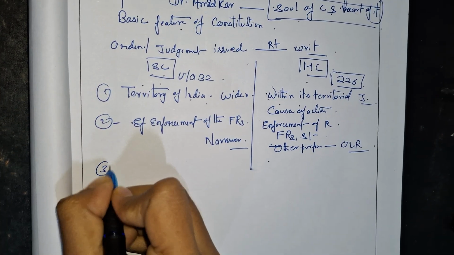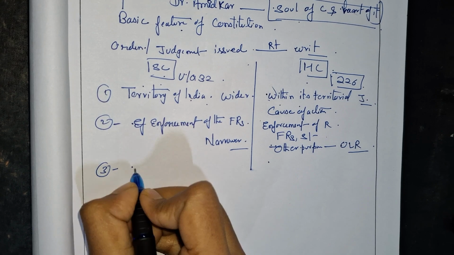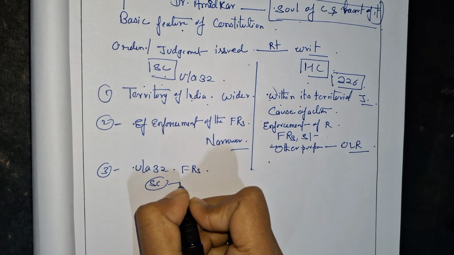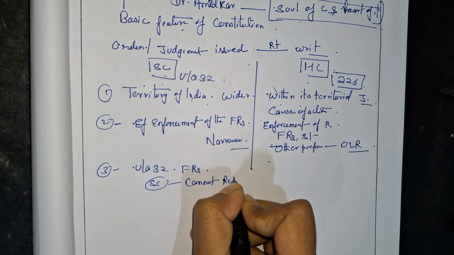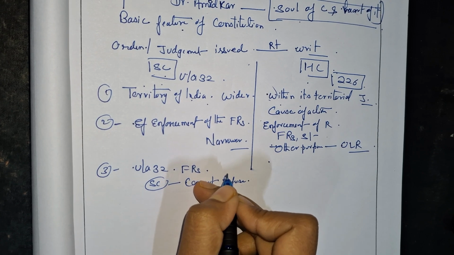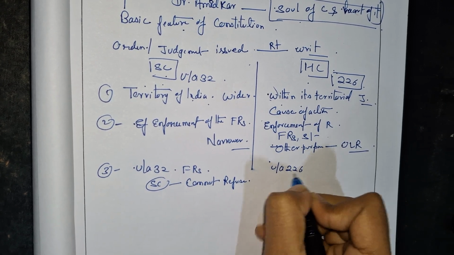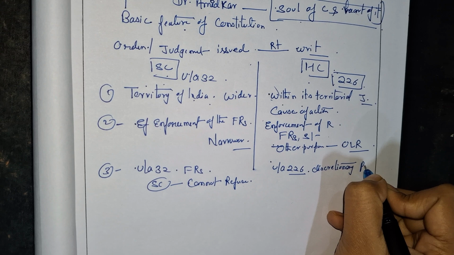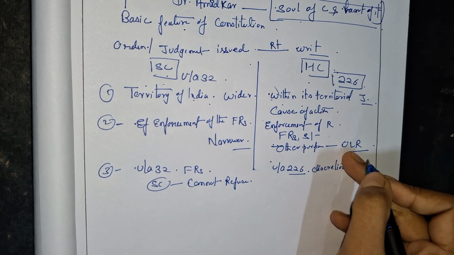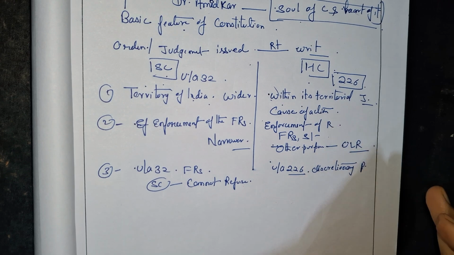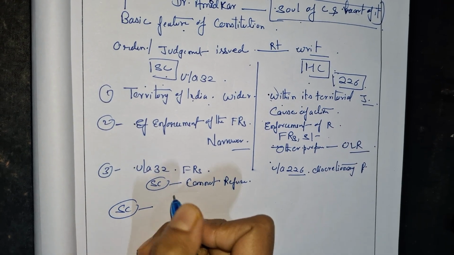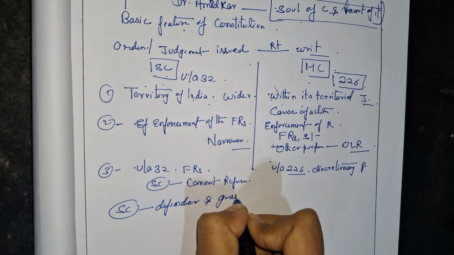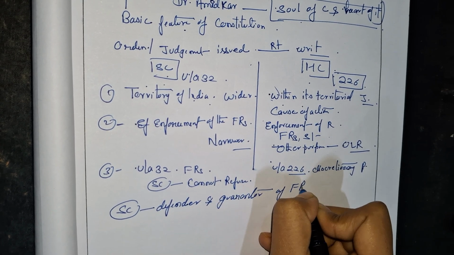Third point is Article 32, the remedy under Article 32 is itself a fundamental right. Hence, Supreme Court cannot refuse to exercise its writ jurisdiction. On the other hand, Article 226 is a discretionary power. Hence, High Court may refuse to exercise its writ jurisdiction. So, Supreme Court is called as a defender and guarantor of the fundamental rights.